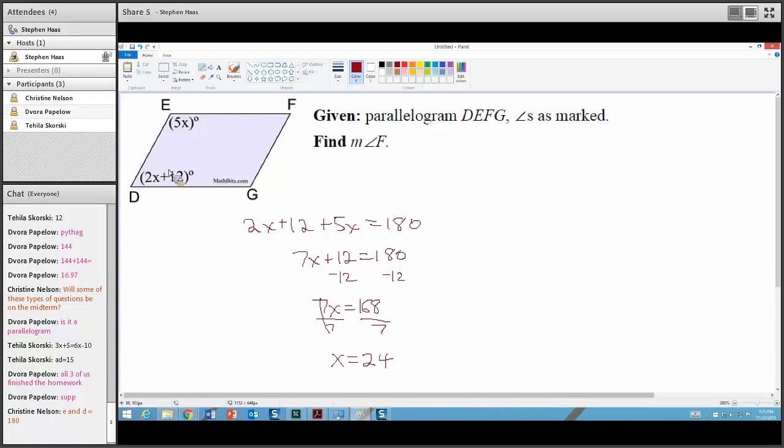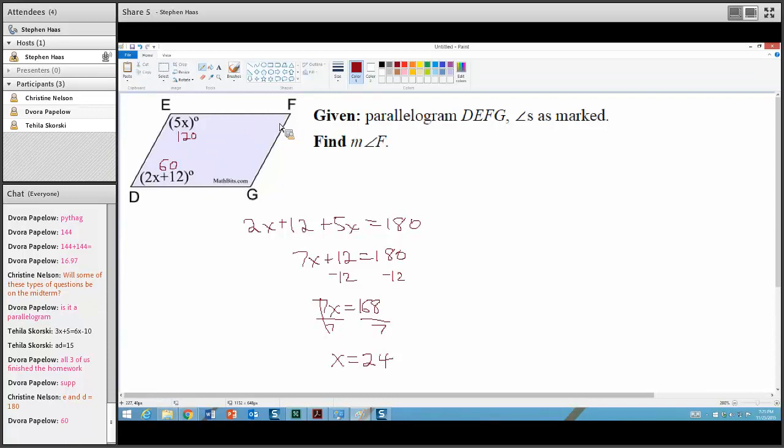That means 2x plus 12 is 2 times 24 plus 12, which is 60. 5 times 24 is 120, and of course they have to be supplementary. So angle F is what? Angle F is opposite angle D, and opposite angles in a parallelogram are equal. So angle F has to be 60. Angle G, as you hopefully know by now, is 120. And that's that.